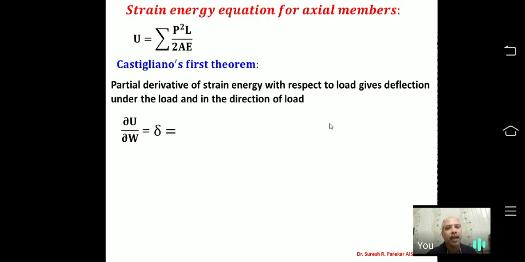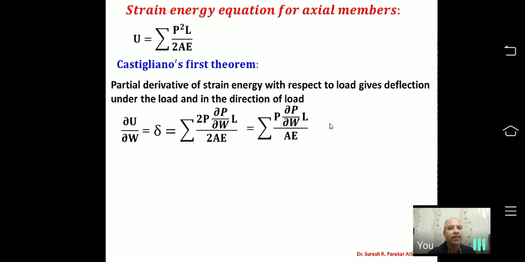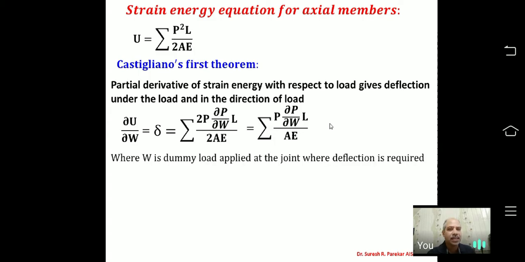So we have del U by del W. We have applied a dummy load or a variable load available at the joint, and that will give 2P del P by del W upon 2AE into L. After simplification, we will get that value as summation P del P by del W into L upon AE. Now in this, we have W as the dummy load.